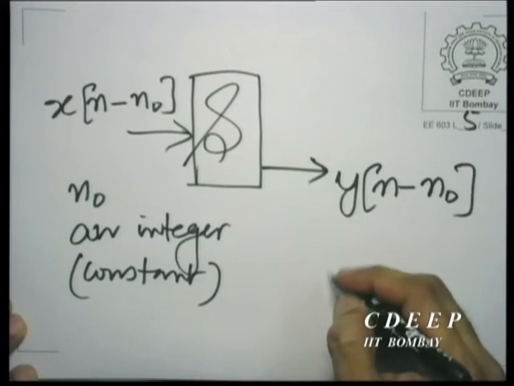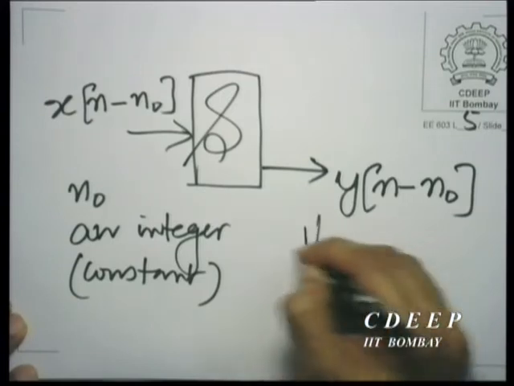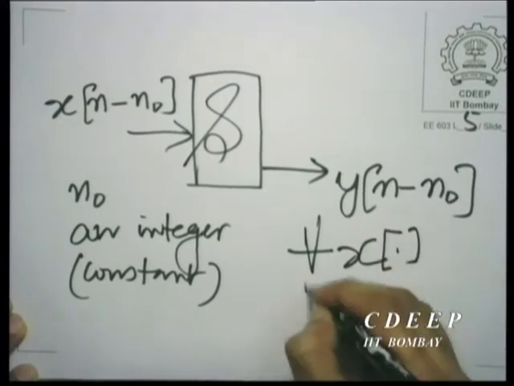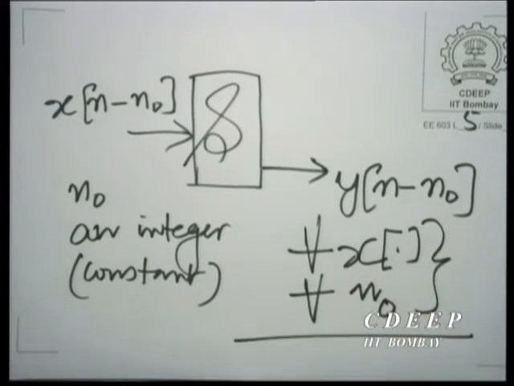Now, here again some things need to be qualified. Firstly, that this needs to hold for all x[n] and this needs to hold for all n0. This is very, very, very important. This is the statement formally, now we need to understand it. You see, the statement is that when I shift the input by an integer number of samples, please note we are only asking for n0 to be an integer.